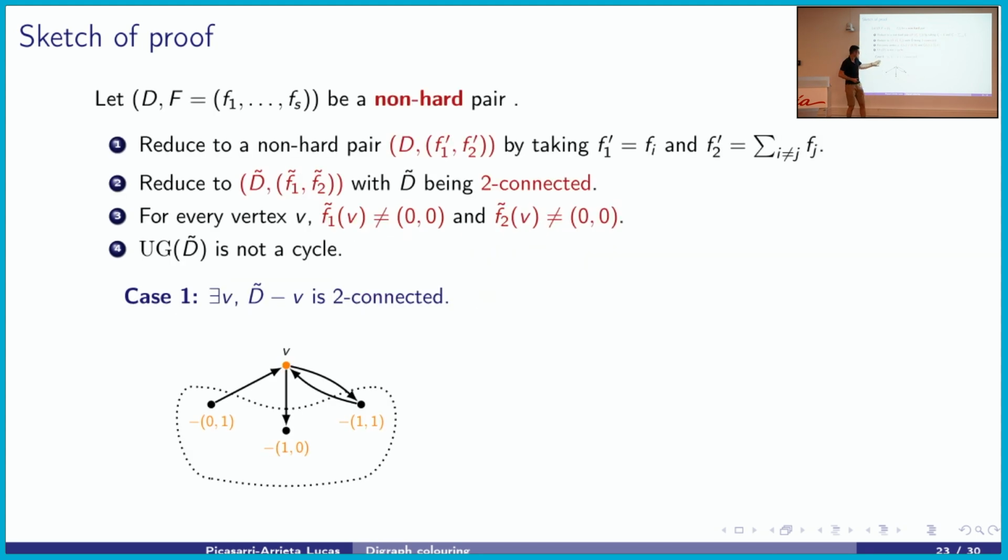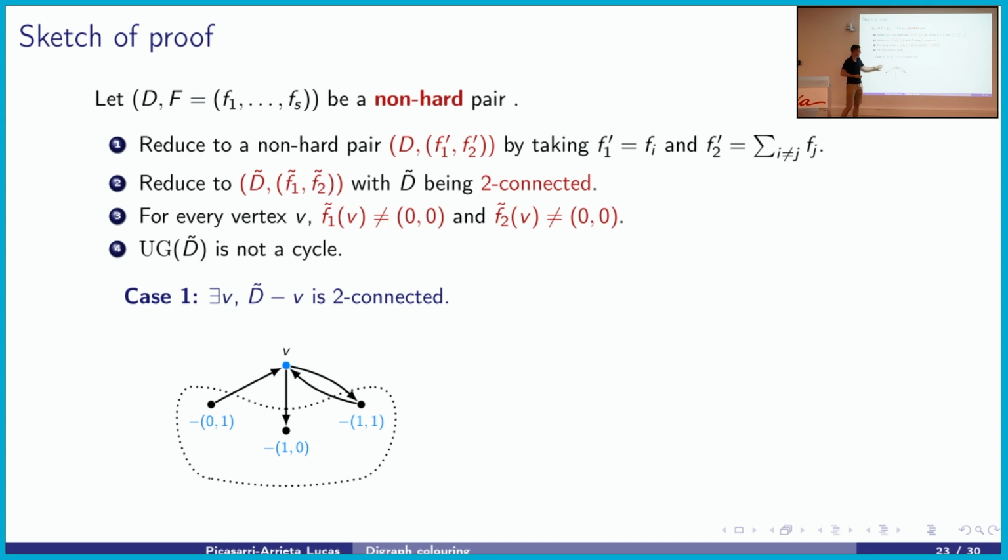The first case is we have a vertex V such that when we remove it, our digraph remains two connected. And in this case, we just want to color V with, let's say, color 1, and to update the colors on its neighbors in such a way that what we are reducing to is a non-hard pair. But we know that it remains two connected, so it is easy to detect if it is a hard pair or not. And if it is a hard pair, then we use the fact that both colors are available for V, and we just color V with the other color. And this is a bit of case analysis, but you can show that one of these two colors must always be available for V, such that we are not reducing to a hard pair.